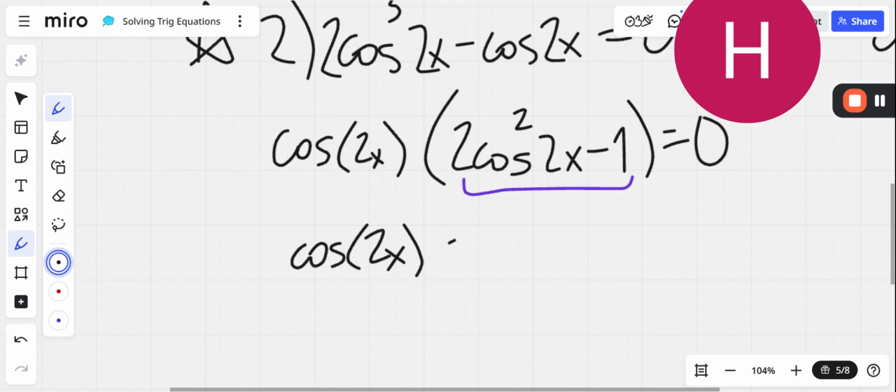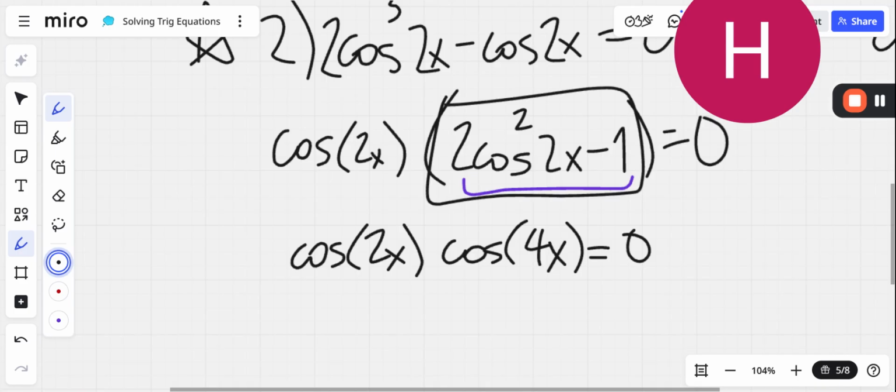So this is simply cosine of 2x times cosine of 4x equals 0. And that's potentially a little bit easier than solving it with this quadratic. I'm not saying it's better, but it does look more condensed, doesn't it? In my opinion, it's a little bit simpler to solve from here. So we use, of course, zero product property, that doesn't change.